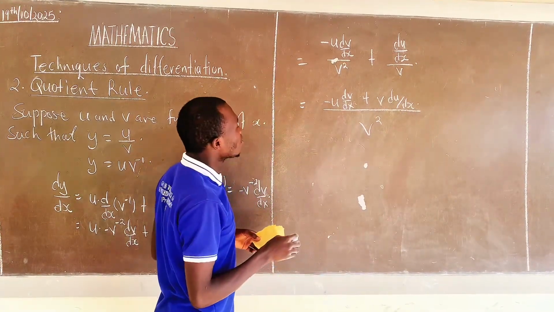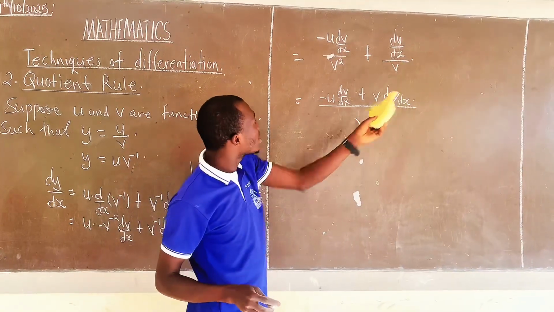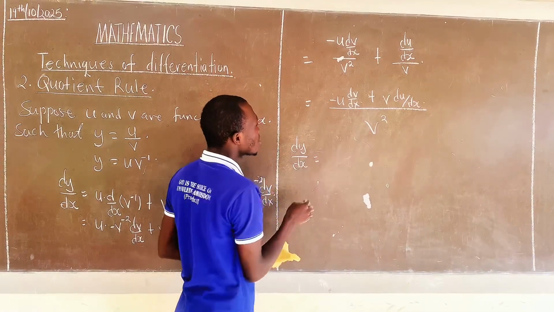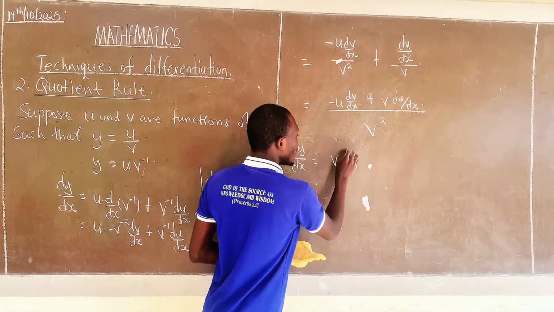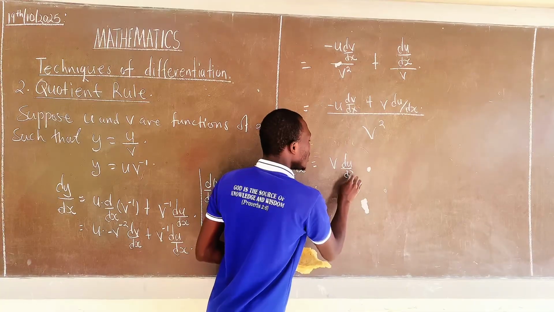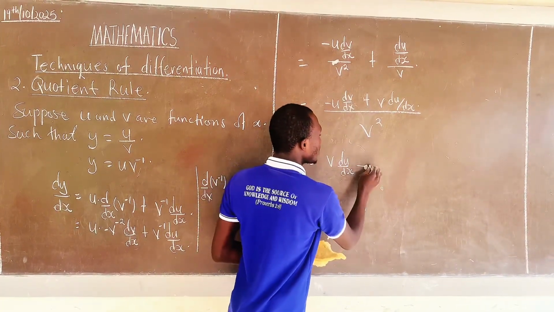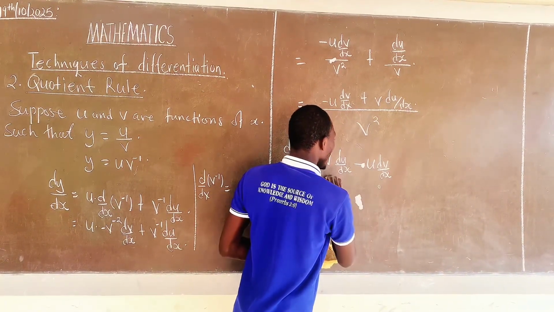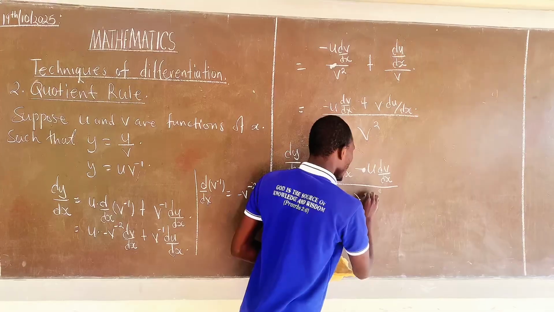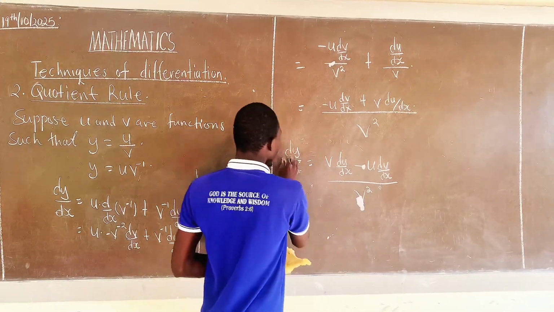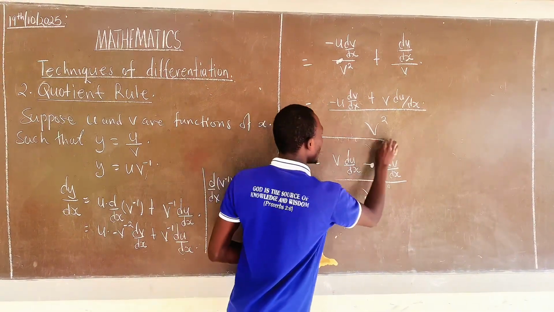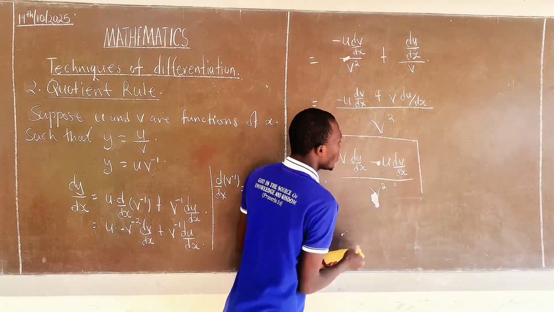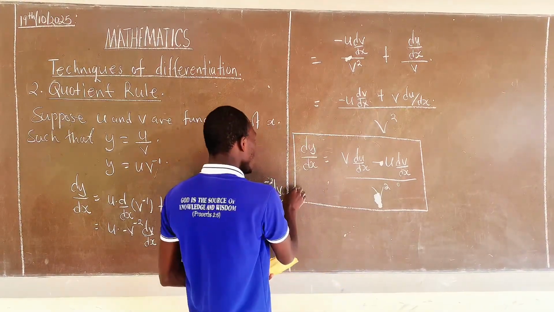So what does this mean? We can start with the one which is positive. So we shall see that our dy dx is going to become v du dx, then minus u dv dx, everything over v squared. So this will now be our quotient rule.